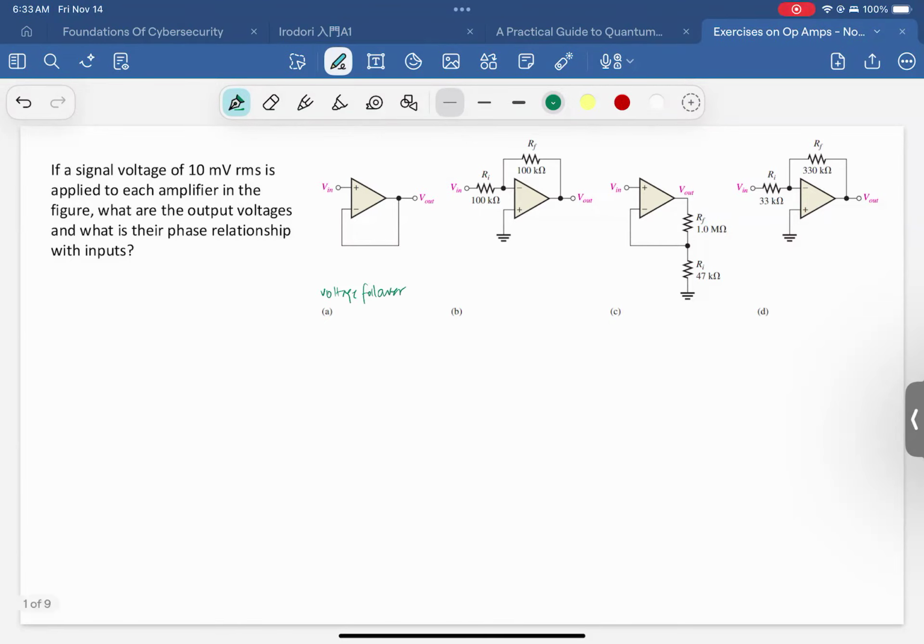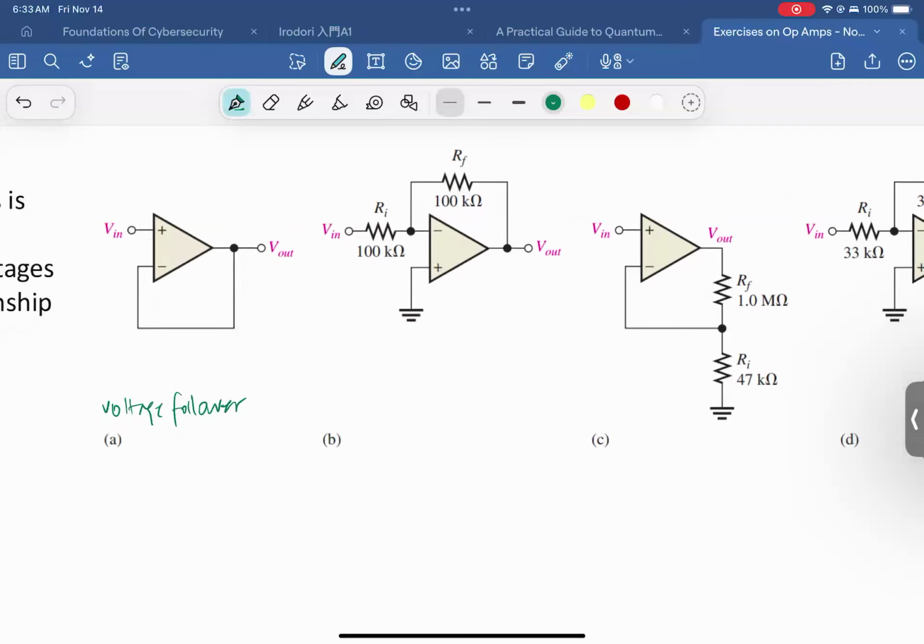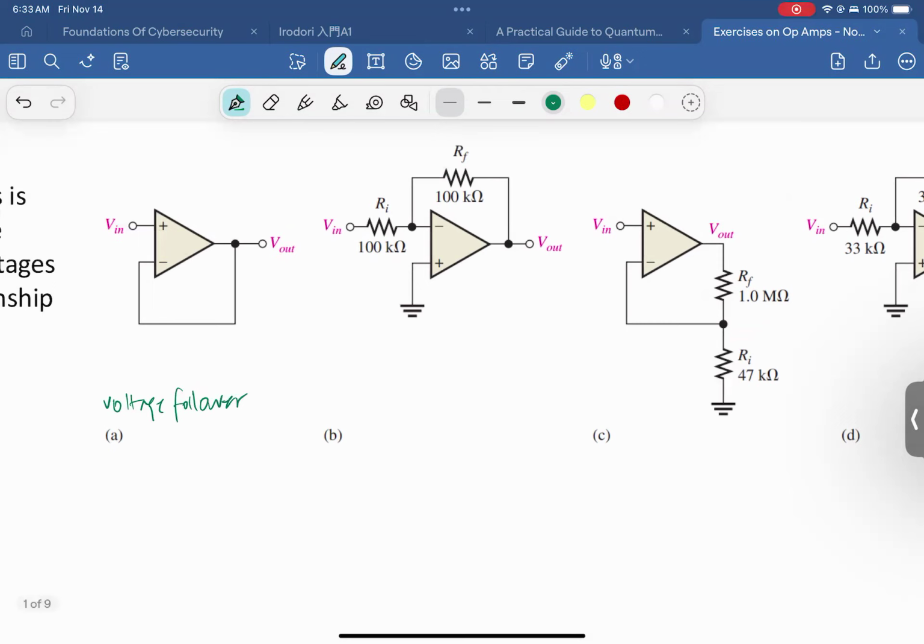Yung letter B, anong tawag natin dito? Okay, so meron tayong feedback resistor na nakakonect sa negative terminal, sa inverting terminal, and then another resistor, yung input ay naka-connect dun sa inverting terminal. So ang tawag natin dito ay inverting amplifier.